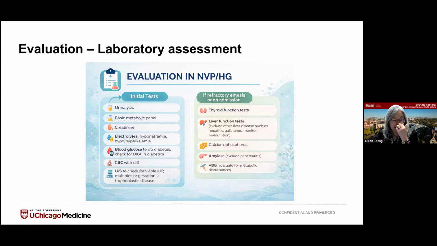And then if we're evaluating somebody who's getting admitted to the hospital, we may do more extensive testing, like the thyroid function test, your liver function test, check for other tests like calcium and phosphorus, rule out pancreatitis with an amylase, and then we can evaluate metabolic disturbances with a blood gas as well. But this is if somebody is more severe and we're admitting to the hospital, then we can move on to these types of tests.